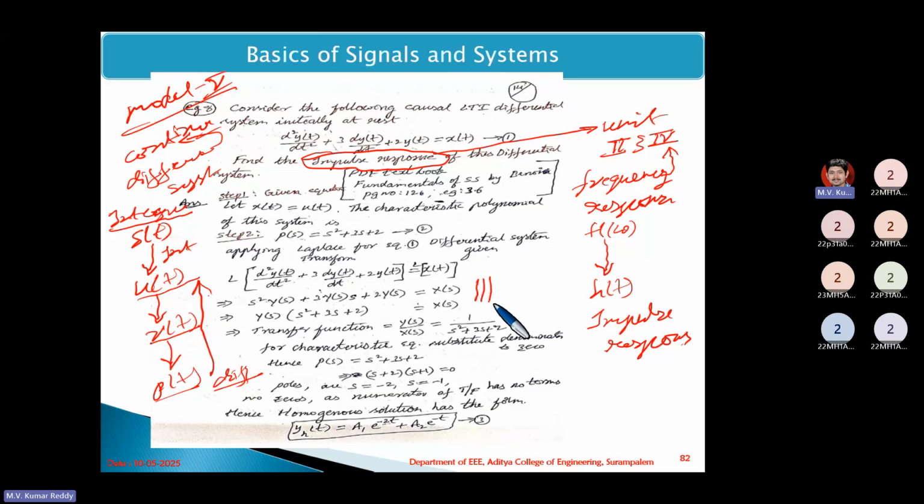When an impulse is integrated, we will get a step. When step signals are integrated, we will get a ramp signal. When the ramp signal is integrated, we will get a parabolic. So when delta of t impulse is integrated, we will get u of t. When u of t is integrated, we will get r of t. When r of t is integrated, we will get p of t, that is parabolic. This is integration.